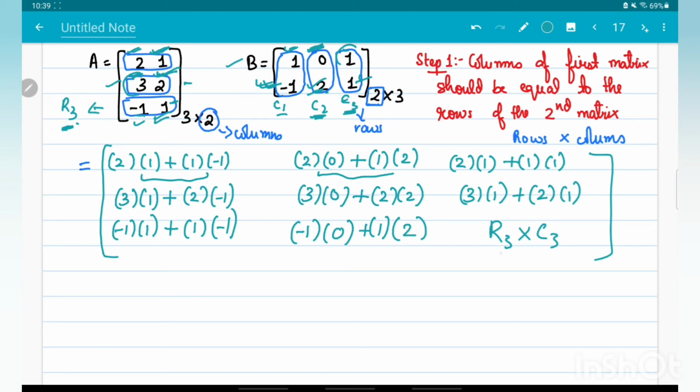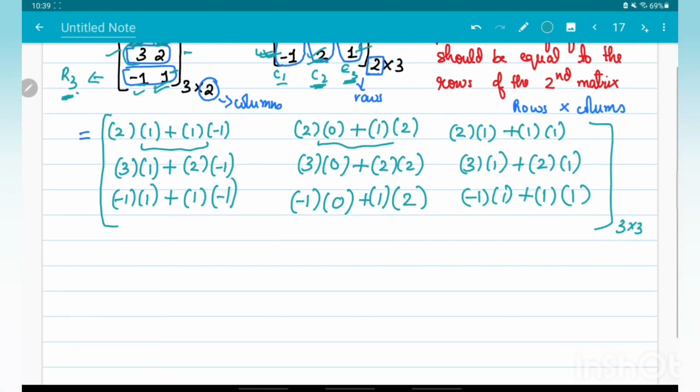Now I'll multiply row 3 with column 3. The first element of this row 3 is minus 1, and the first element of column 3 is 1. I'll multiply them and put a plus symbol. The second element of this third row is 1, and the second element of the third column is 1. So that is how I have multiplied all the elements. Now I'm just going to find the result, and this final matrix is of the order 3 by 3.